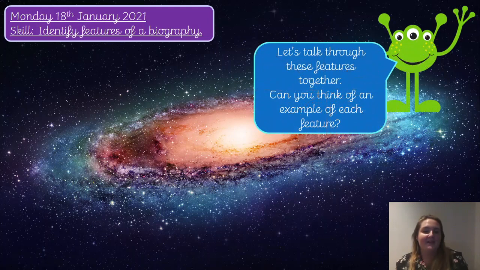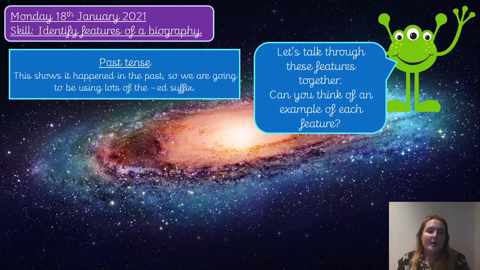Okay, let's go through these features together then. Past tense. Past tense shows that it's happened in the past, so it's already happened. He's already travelled to the ISS, to the International Space Station. We're going to be using lots of the ed suffix this week because when that is added to verbs, it shows the action has already happened. Okay, and we've looked at the ed suffix last week, so we're going to be using that knowledge this week lots. Knowing that then, can you think of an example of a sentence that we might write about Tim Peake travelling to the International Space Station that would use past tense?